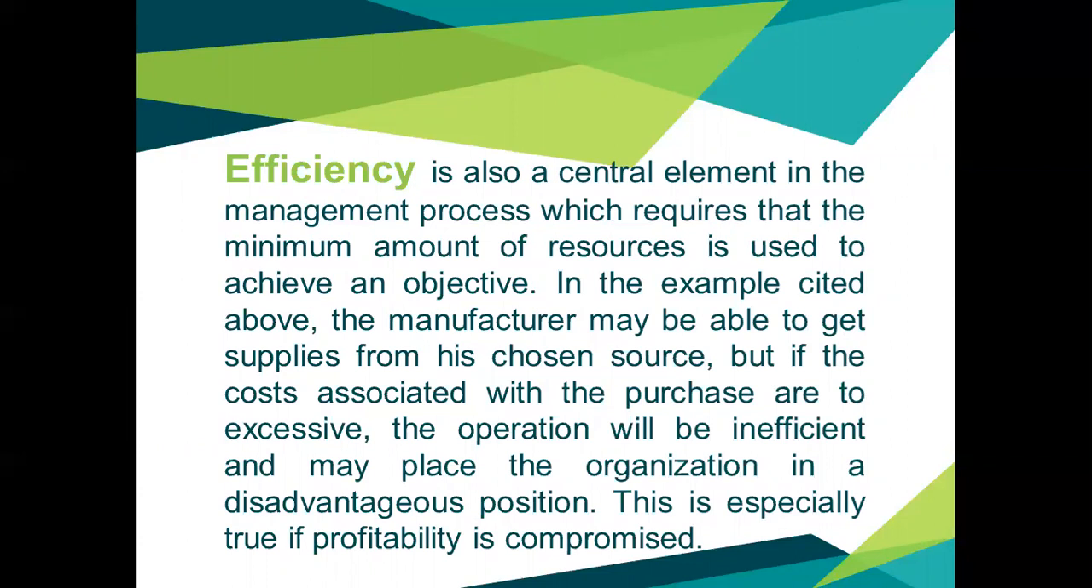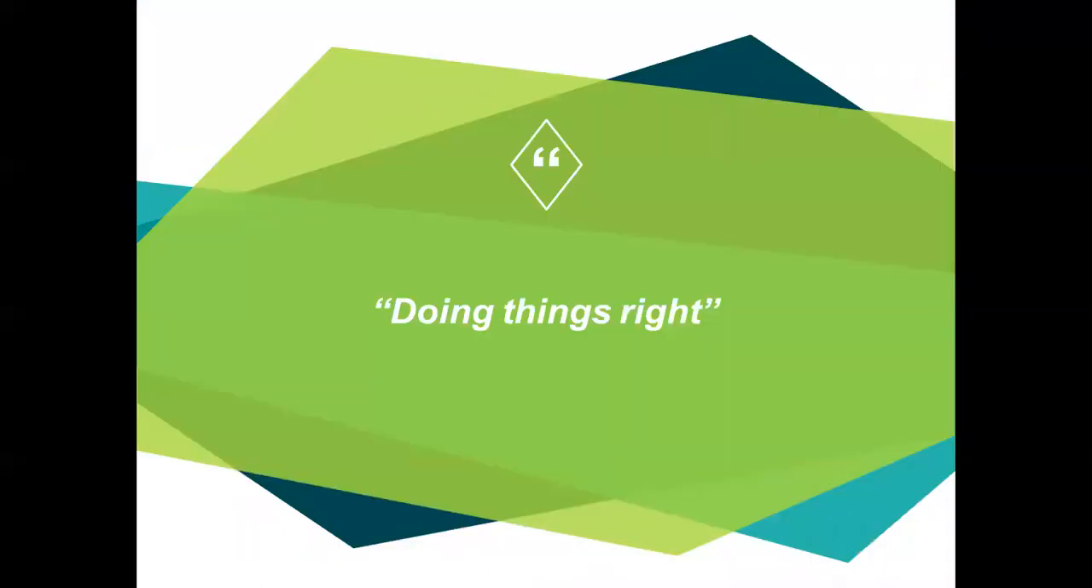Efficiency, just like effectiveness, is a central element in the management process, which requires that the minimum amount of resources is used to achieve an objective. In the example cited previously, the manufacturer may be able to get supplies from his chosen source. But if the costs associated with the purchase are too excessive, the operation will be inefficient and will place the organization in a disadvantageous position. This is especially true if profitability is compromised. In other words, we could say that efficiency is simply doing things right.